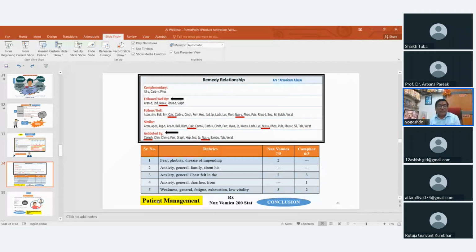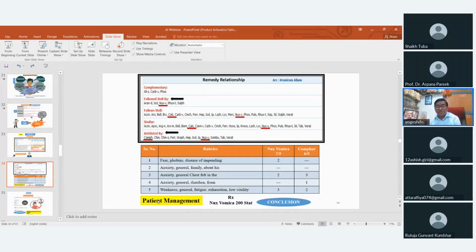And another thing, that it is antidoted by Camphor, Nux Vomica. So again the two remedies that came up. So I went into further filtration of these two remedies. I specifically ruled out, figured out how they are covering the totality. If we see Nux Vomica and Camphor, 7/5, 6/5, both of them are covering three symptoms. Okay, fear, phobia, disease impending. Now, anxiety about family is not covered by both remedies.